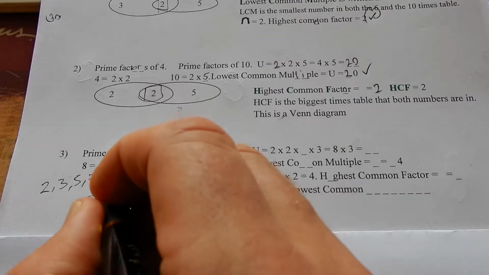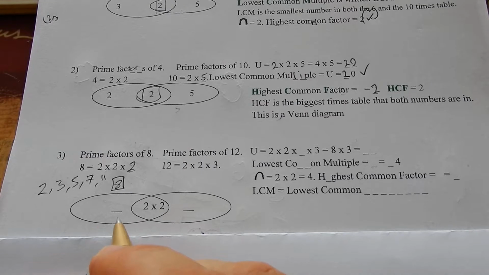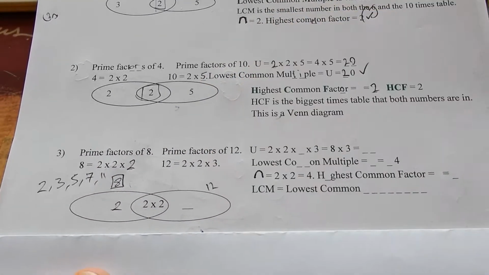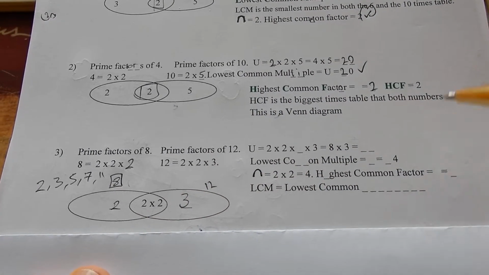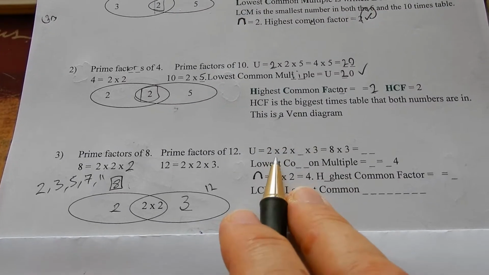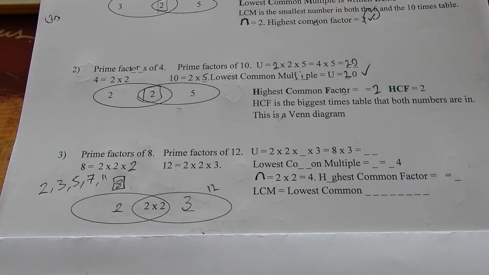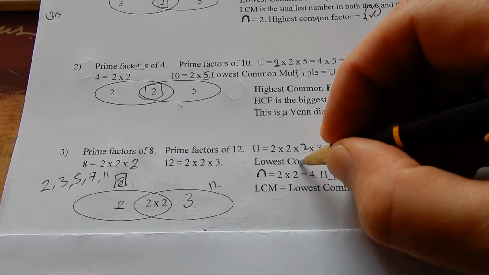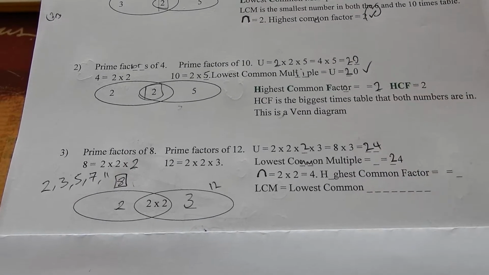Right, okay, so 8. For the 8 Venn diagram circle, it's 2 times 2 times 2 equals 8. For the 12 Venn diagram circle, it's 2 times 2 times 3 equals 12. The union of them is 2 times 2 times 2 times 3. That's 8 times 3, 24. The lowest common multiple is 24.